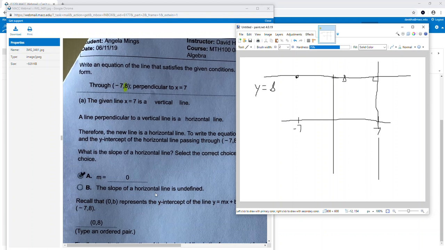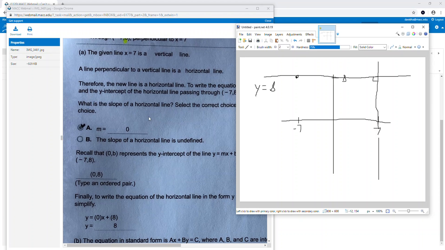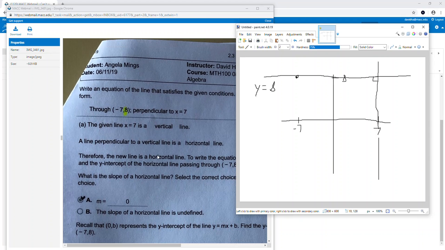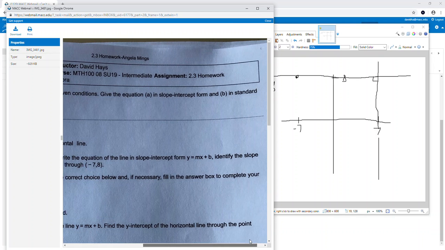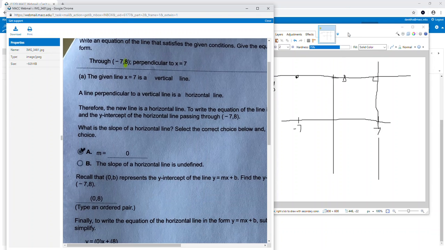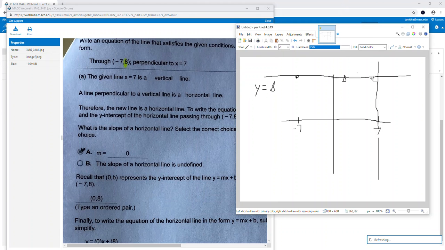Okay, now then it says, what's the slope of a horizontal line? The slope of a horizontal line is always 0. Recall that b represents the y-intercept. Find the y-intercept of the horizontal line through the point. Well, again, visualizing this is probably the easiest. I can see the y-intercept occurs right here. So my y-intercept would be (0, 8). And I'm not doing very well with my mouse, so I apologize.